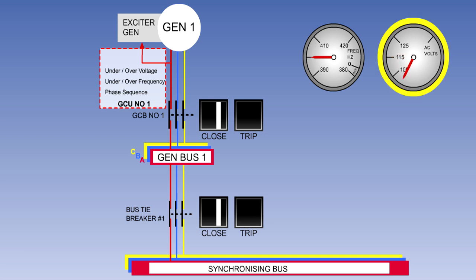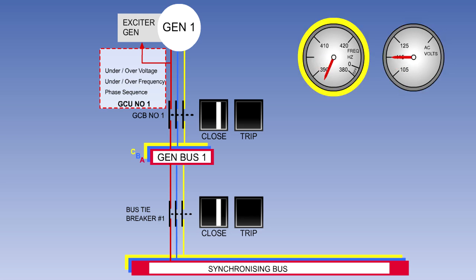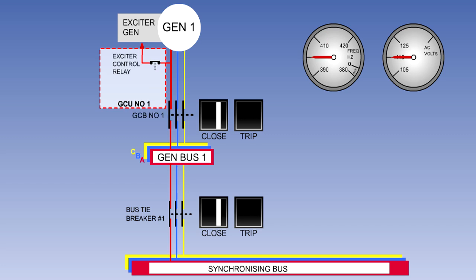In the event that the generator has an under voltage fault, or an under or over frequency fault, the GCU will open the GCB, disconnecting the generator from the bus bar. The GCU also contains a relay, known as the exciter control relay, generator control relay, or generator field relay. This relay controls the exciter field current supply to the generator field.